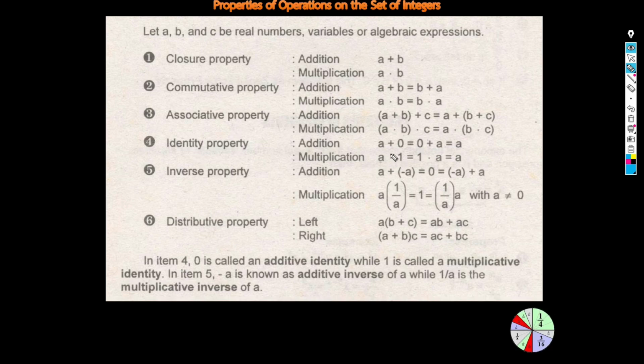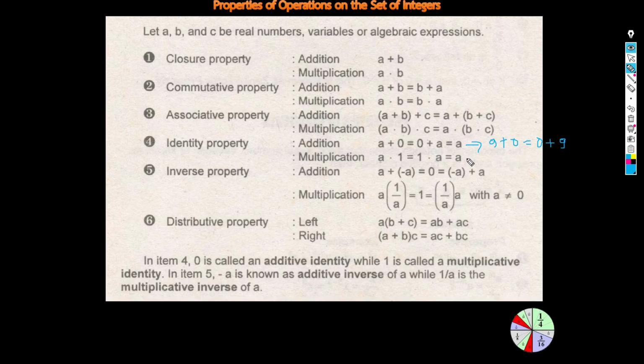Identity property is, for example, in addition, A plus 0 is equal to 0 plus A, which is equal to A. Therefore, when you add 0 to A, it will give you the same number. So, any real number, when you add 0 to it, it will give you the same number. One example here, let's say 9. 9 plus 0 is equal to 9, which is also equal to 0 plus 9. It's just equal to 9, right? 9 is equal to 9.